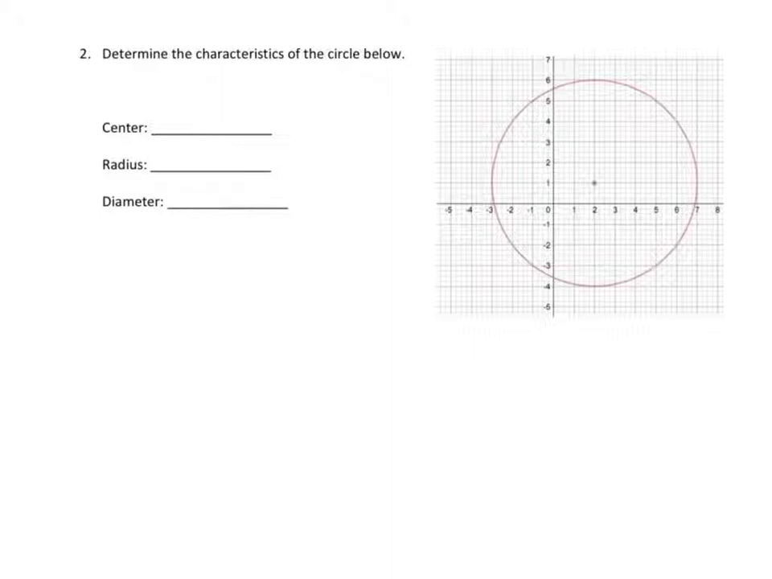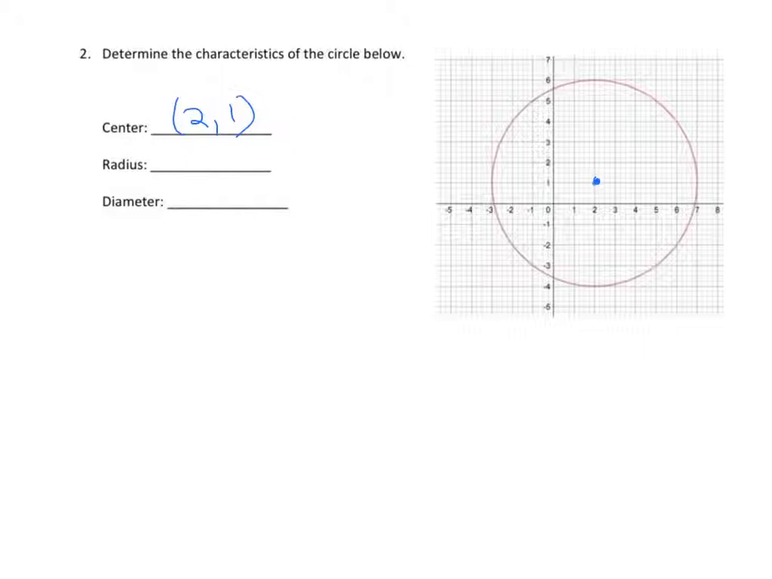The other graph that we will be looking at in level 1 is the graph of a circle. And again, you just have to identify the important parts. The first thing you need to find is the center, which is the point right in the middle. And this one actually has a dot at the center. And you're just going to give the ordered pair for that center. That would be the point (2, 1).